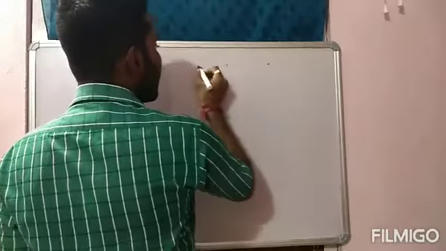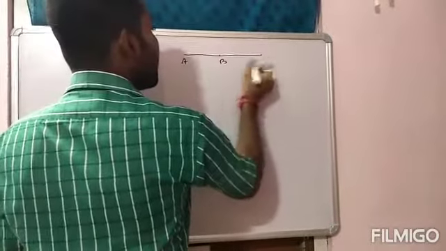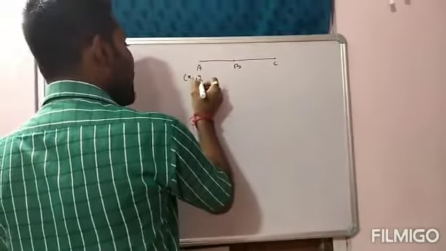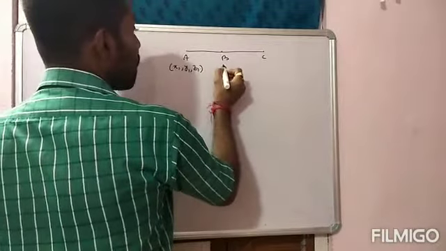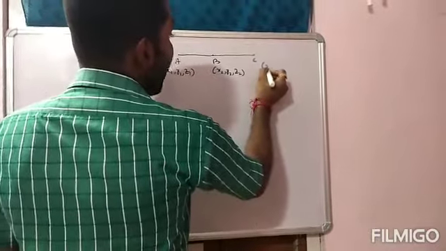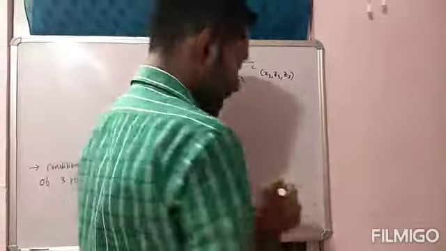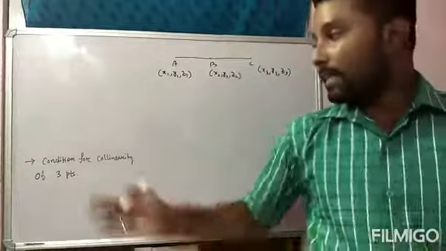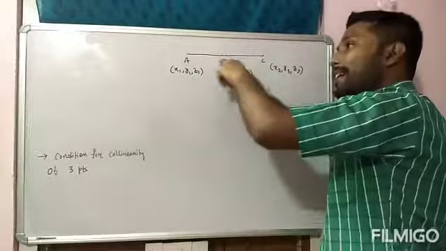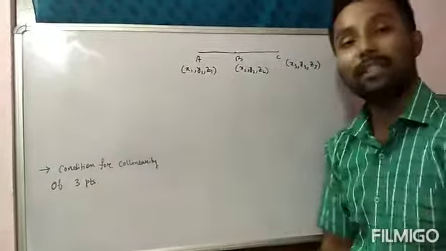Collinearity of 3 points means whenever the 3 points lie on the same line, say A, B, C. Let us consider the coordinates of A: x1, y1, z1. The coordinates of B: x2, y2, z2, and the coordinates of C: x3, y3, and z3. So, the condition for collinearity: these 3 points are on the same line. So we can say that the 3 points are collinear.